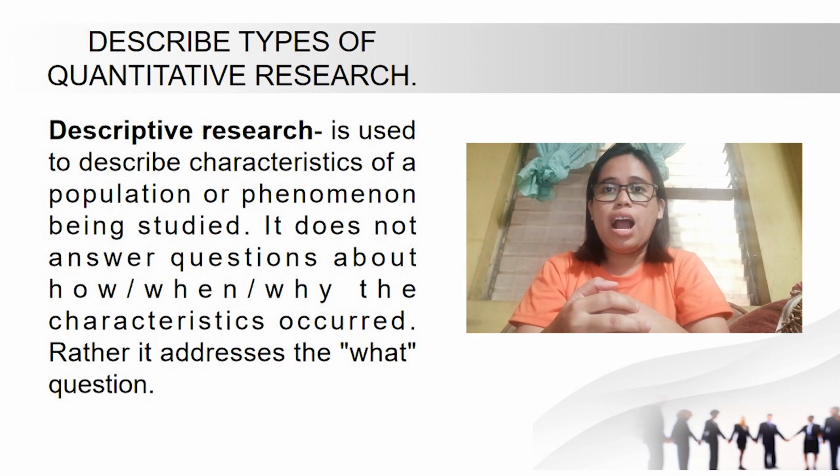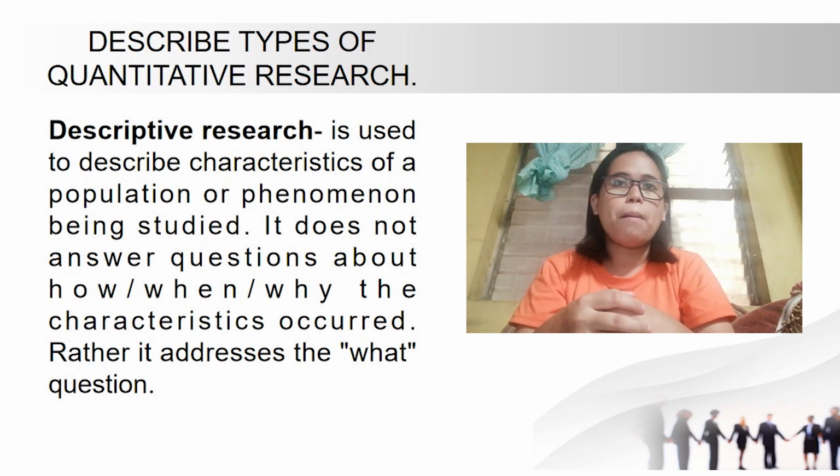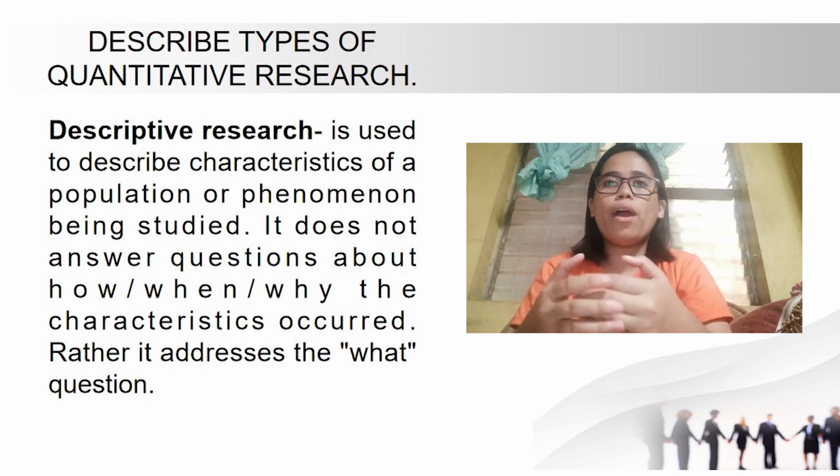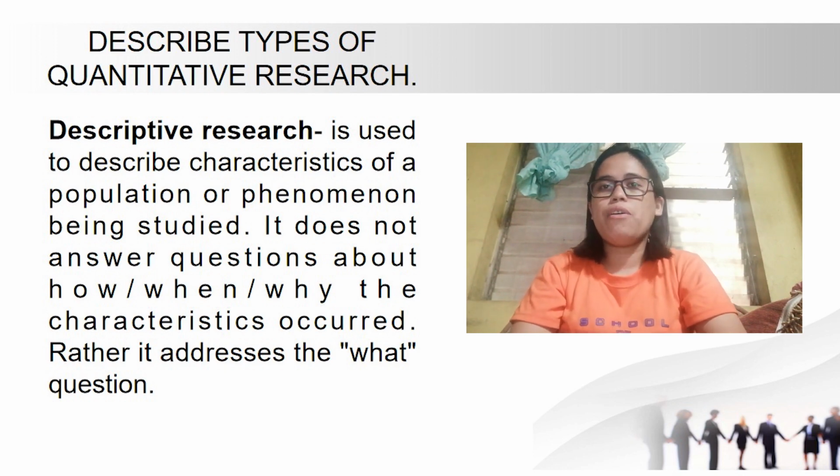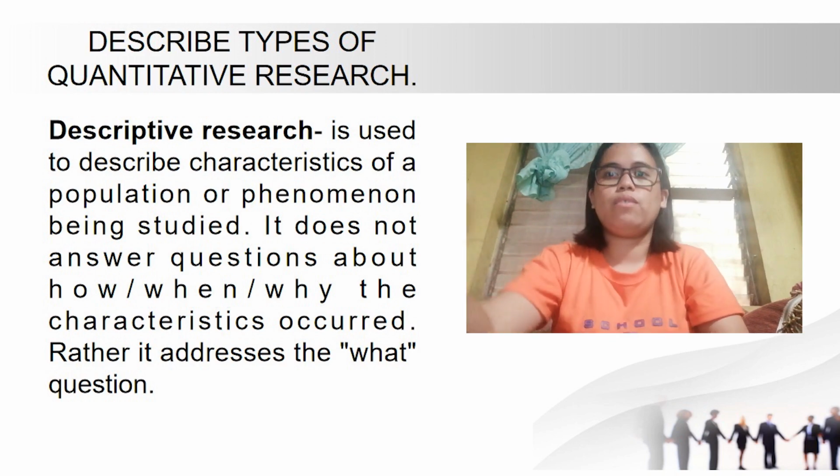Quantitative research has four types. So the first type is descriptive research. It is used to describe characteristics of a population or phenomenon being studied. It does not answer questions about how, when, and why the characteristic occurred. Rather, it addresses the what question.